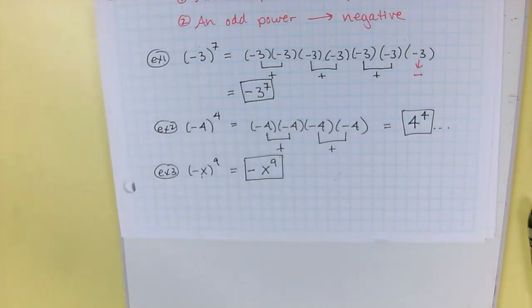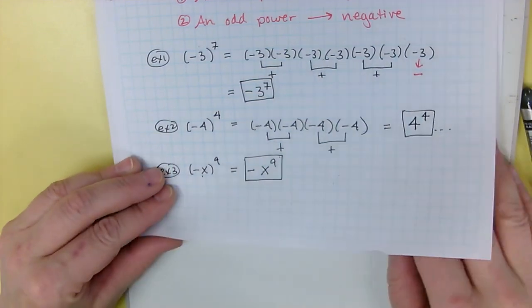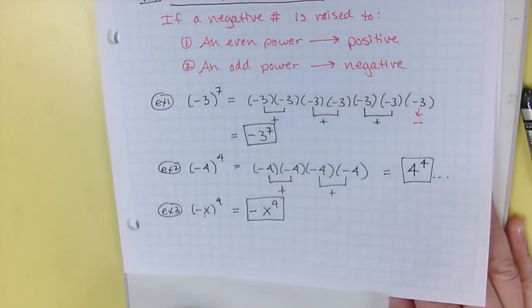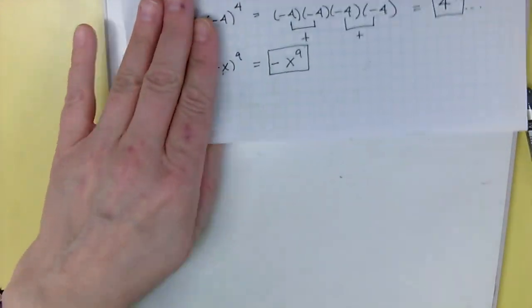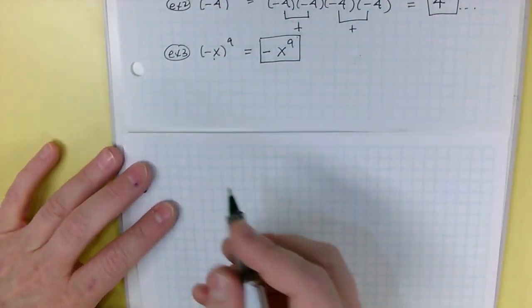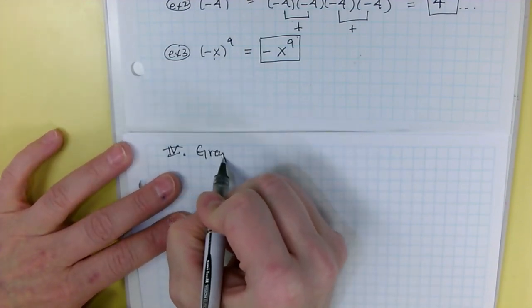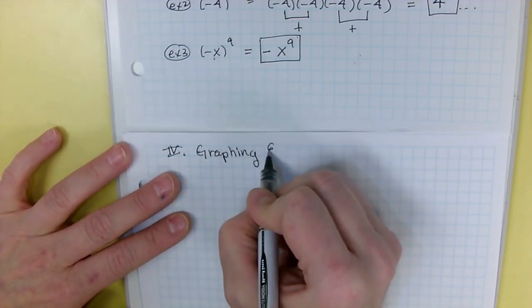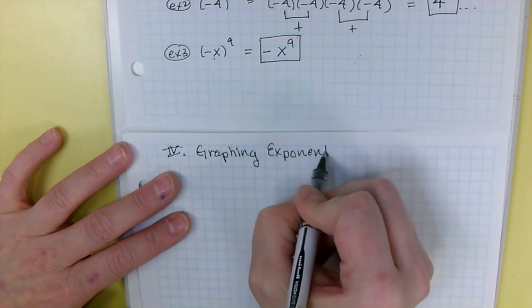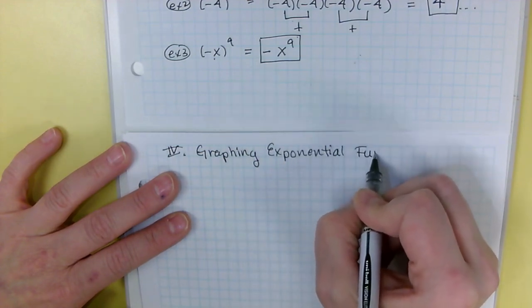Okay, so this is where we're going to be getting into the graphical portion. So if you're not on graph paper already, please switch. This is Roman numeral 4. Graphing exponential functions.